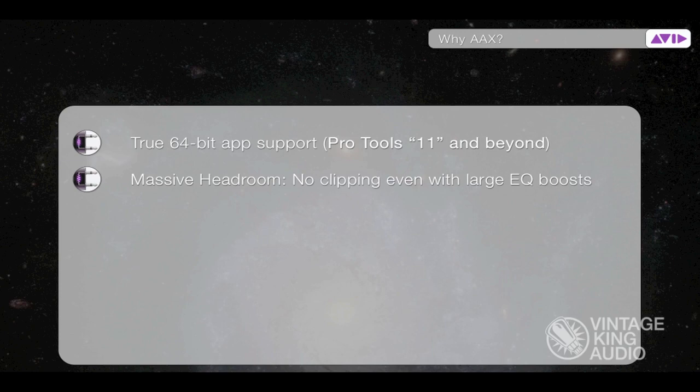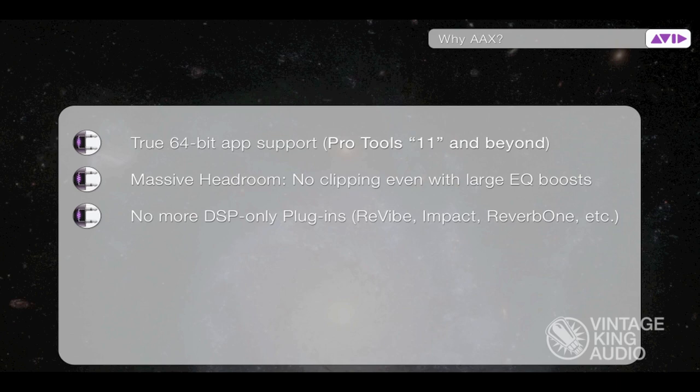Massive headroom, no clipping even with large EQ boosts. That's that 1500 plus dB dynamic range in action. Also, no more DSP-only plugins. In the past, Revibe, Impact Reverb 1, and a few other plugins were TDM only, so you had to have the hardware to run them.